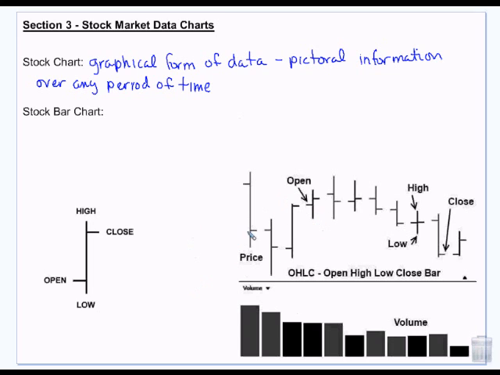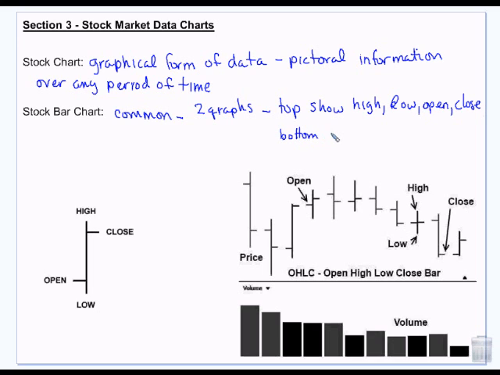This one right here is called a stock bar chart. It's a really common form. Okay, there's two graphs on here. The top shows the high, the low, open and close. And the bottom shows the volume.